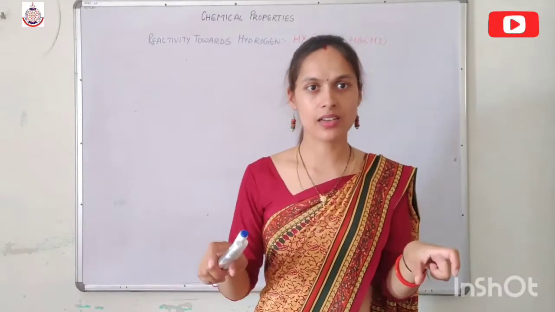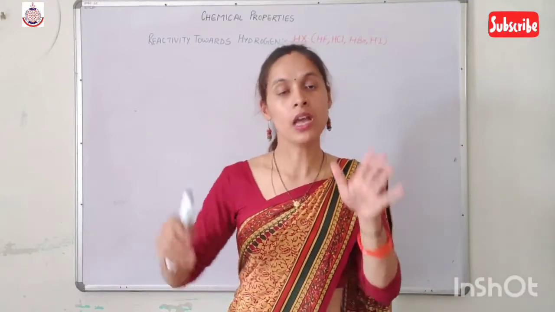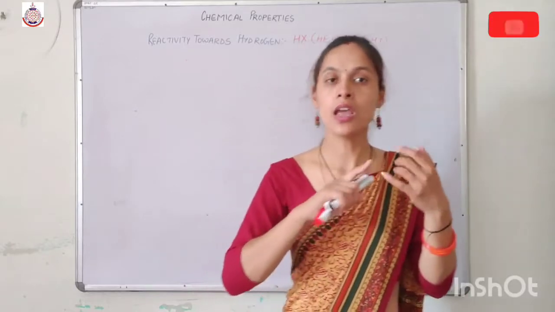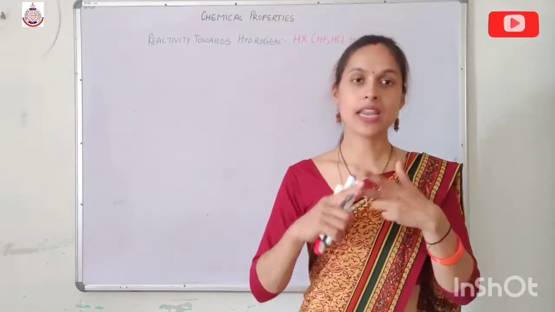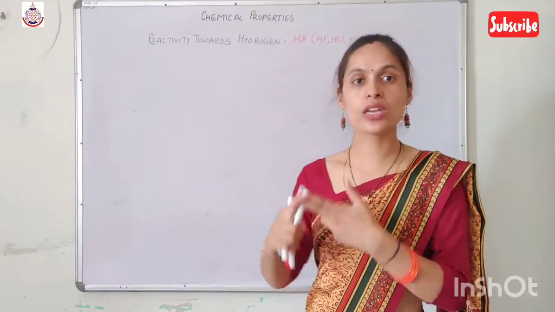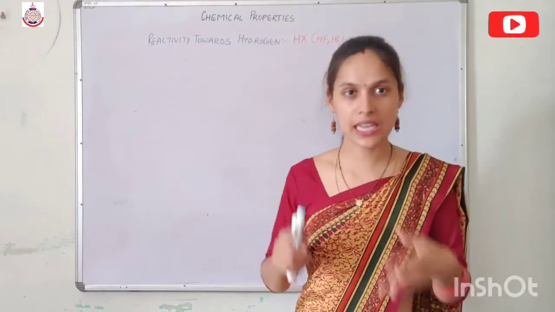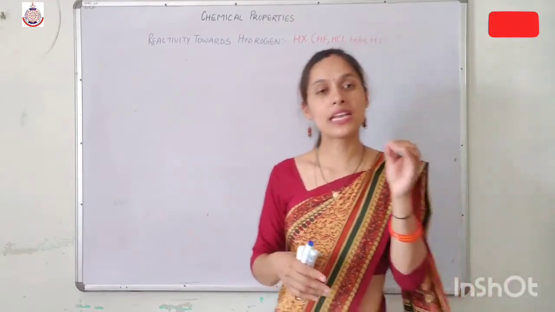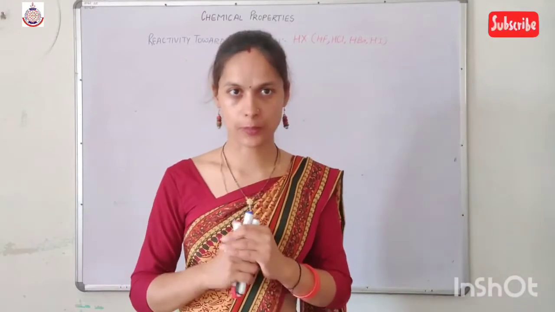So with these statements, we get to know that on moving from fluorine to iodine, the reactivity towards hydrogen decreases. Because of this, the reaction between hydrogen and fluorine is violent even in the dark. The reaction between hydrogen and chlorine requires sunlight. The reaction between hydrogen and bromine requires heating, and the reaction between hydrogen and iodine requires heating as well as a catalyst, that is platinum.